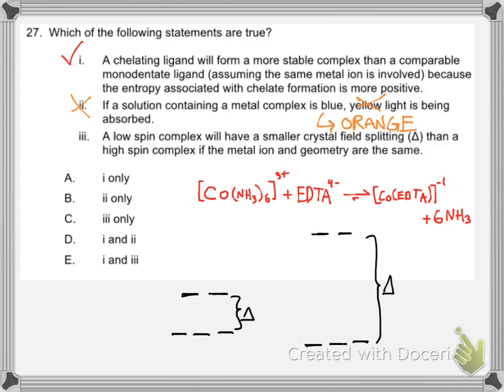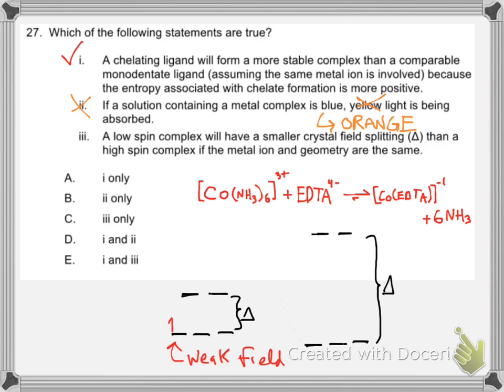So let's just say, theoretically, that we have 6 electrons to distribute, and let's see how these 2 different setups will affect how we distribute these electrons. So in this first situation, we have a small energy gap. Okay, so this is small. This will be created by a weak field ligand.